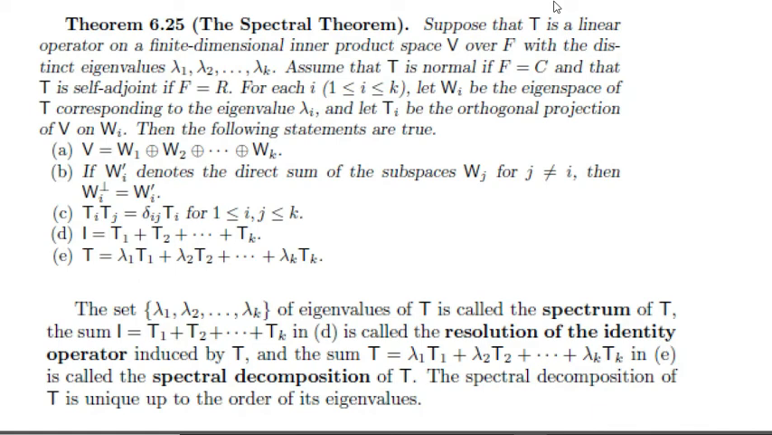Now the set of eigenvalues lambda 1 to lambda k of T is called the spectrum of T. The sum written in the fourth part, I is equal to T1 plus T2 till Tk, is called the resolution of the identity operator induced by T. And the sum written in the fifth part is called the spectral decomposition of T. This spectral decomposition of T is unique up to the order of its eigenvalues.